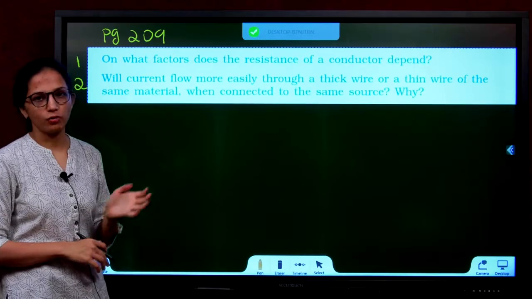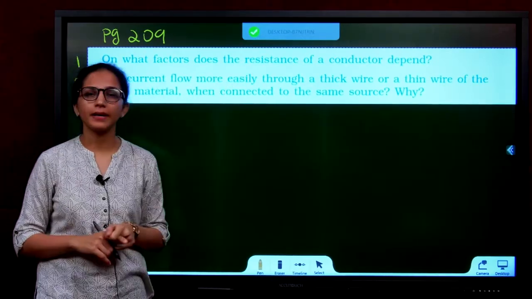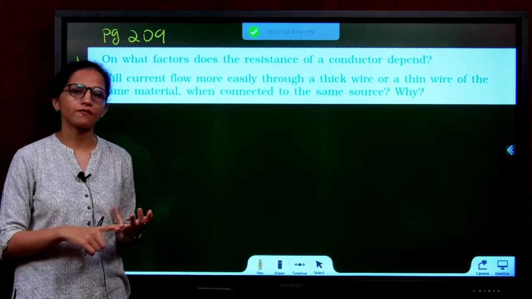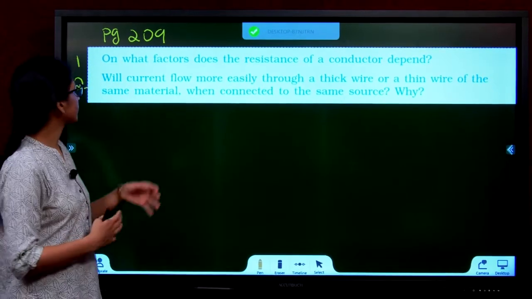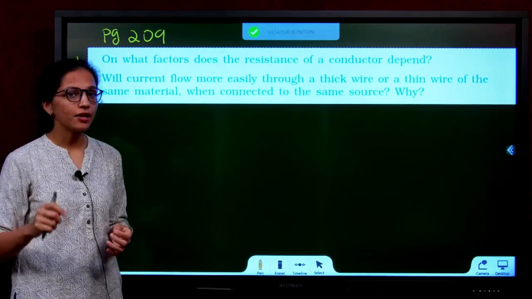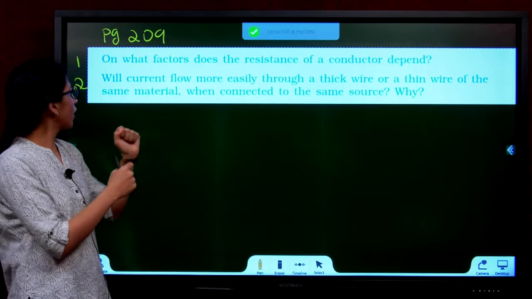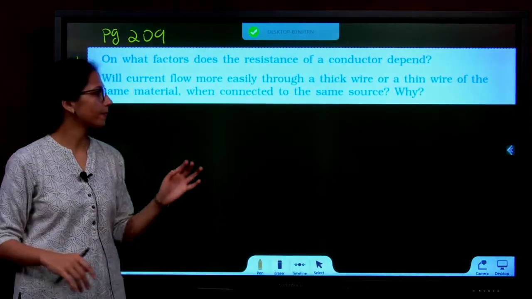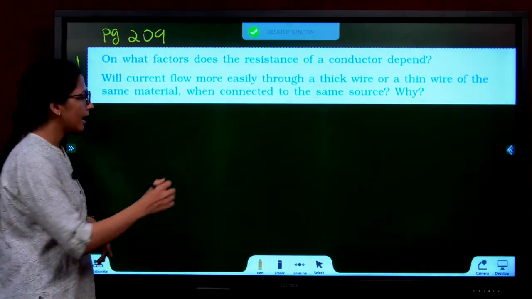Page 209, question 1. On what factors does the resistance of a conductor depend? We already discussed 4 factors: length, area, nature of material and temperature. You have to explain how, as we've discussed. Question 2. Will current flow more easily through a thick wire or a thin wire of the same material, when connected to the same source? Why? Same material means rho is the same.